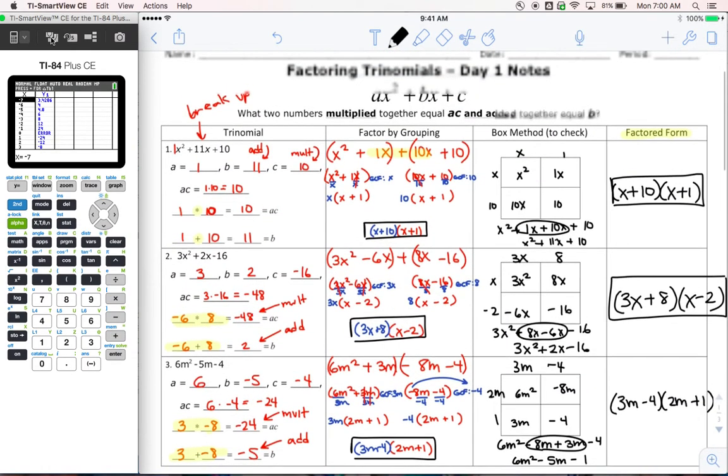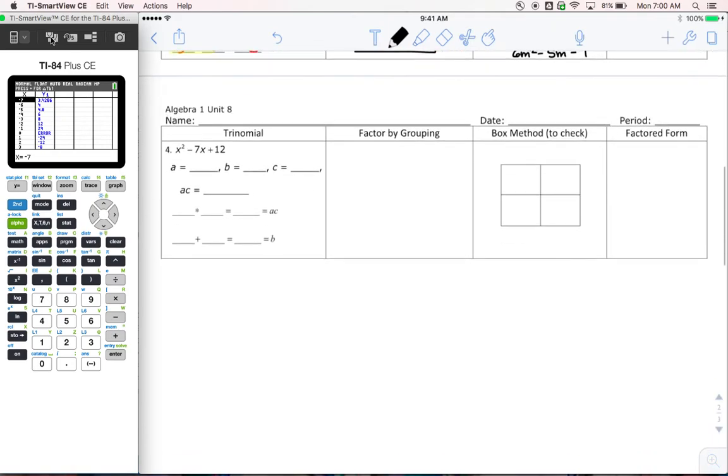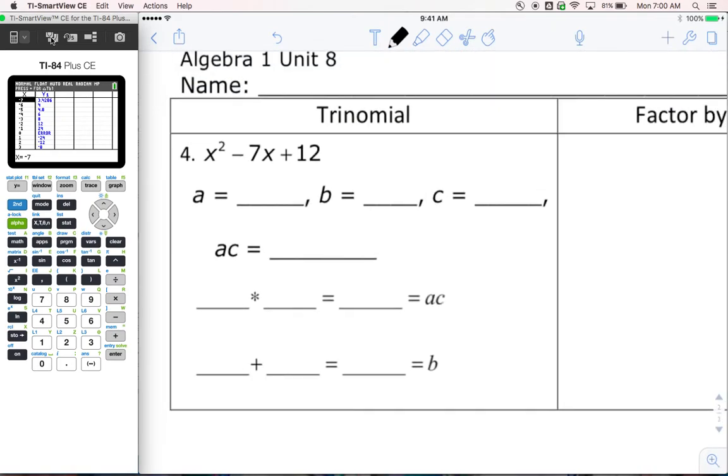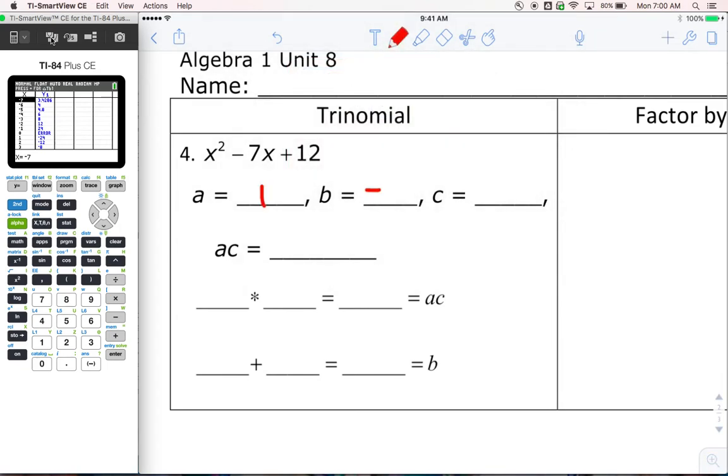All right, we have one more example, you guys. Thank you for hanging in there. I know this is a long video. Let's just try it out here. All right, last trinomial here. A is 1, B is -7, and C is 12.